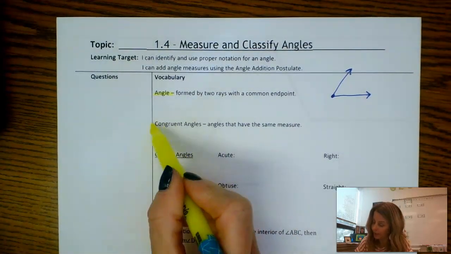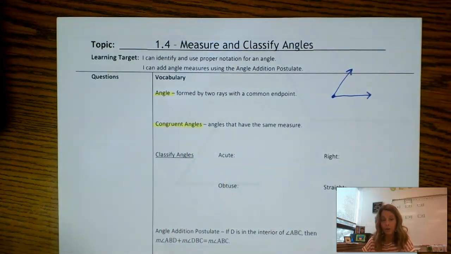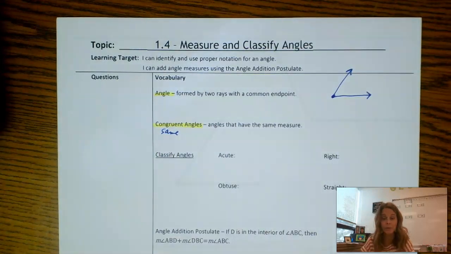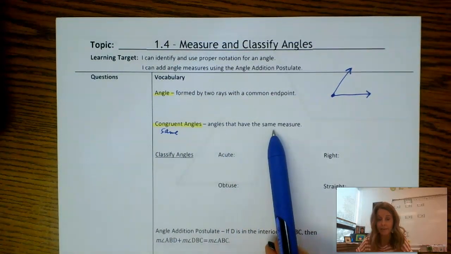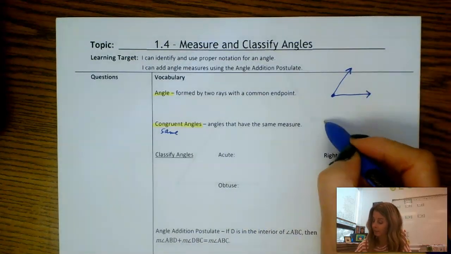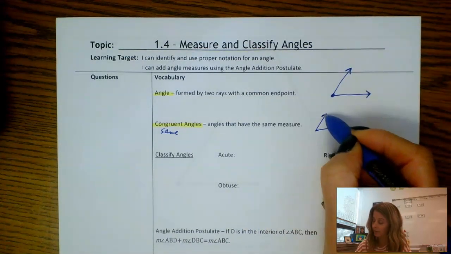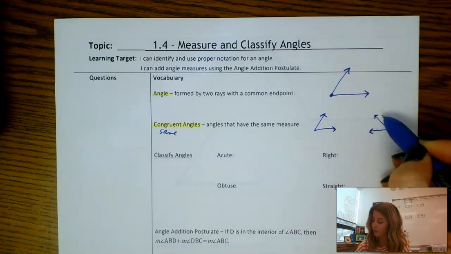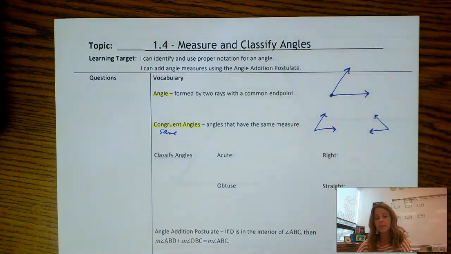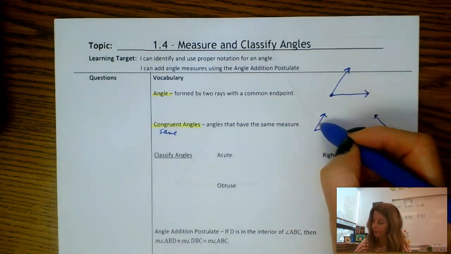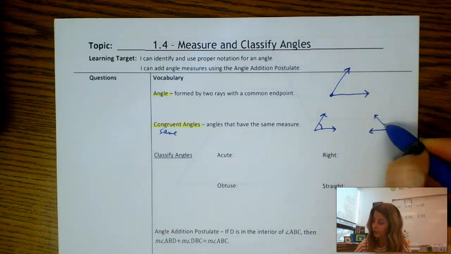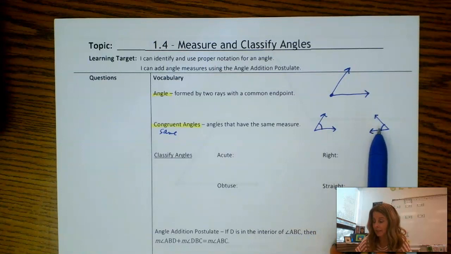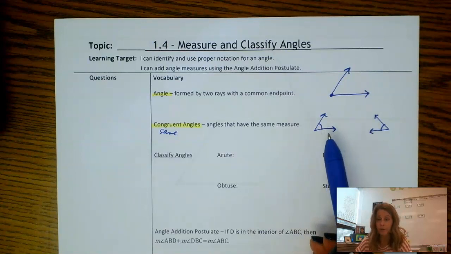Next, we have congruent angles. Congruent, remember, means the same, or equal is probably a better word, but they are angles that have the same measure. So for example, if I have one angle here, and a second angle over here that have the same measure, they'd be considered congruent. To show that symbolically, you'll often see a small little arc in the vertex. When I have the same number of arcs, these both have one arc, therefore they're congruent.